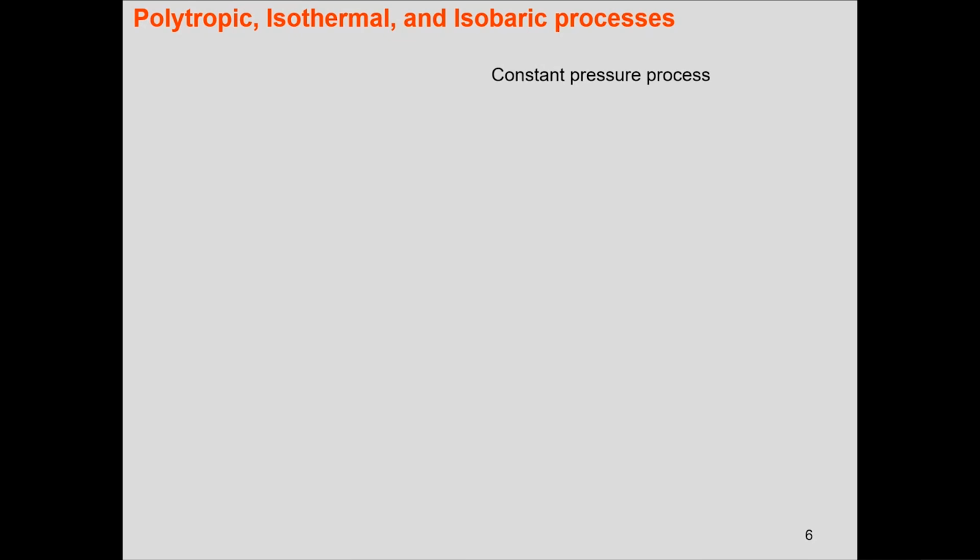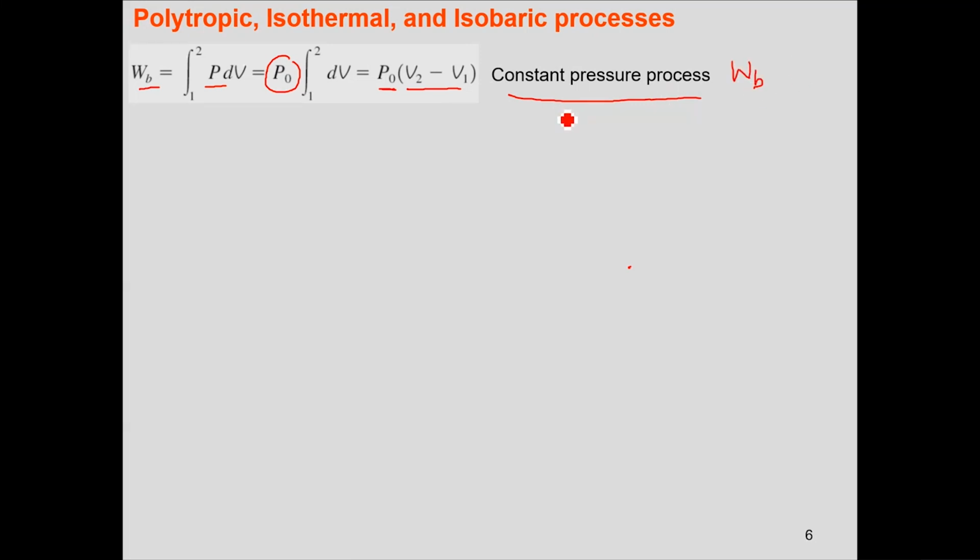So in a constant pressure process, what would the boundary work be? The boundary work is simply PdV. If pressure is constant, P naught would come out of the integral, and you would have just the change in volume multiplied by the constant pressure, which gives you the boundary work WB for a constant pressure process.